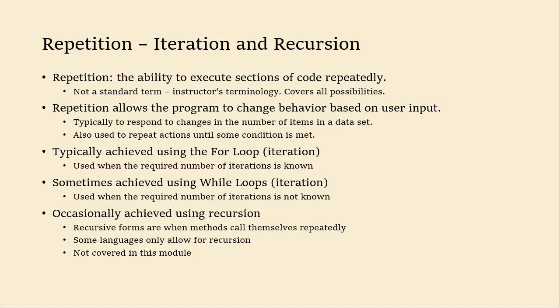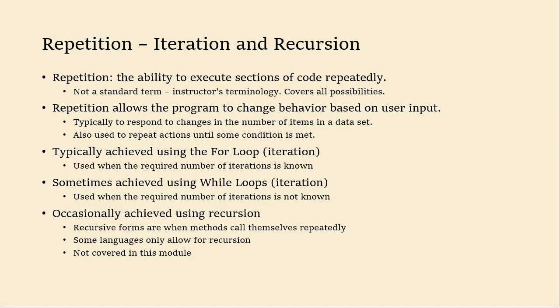Repetition allows the software to execute sections of code repeatedly. And again, it's there to allow the program to change its behavior based on user input. Typically, this is responding to changes of the size of data sets. So if I have a data set that has 20 elements and a data set that has 2 million elements, but I want to do something to each element, I have to change the number of times that the program executes some sections of code, and this is the easy way to do it.